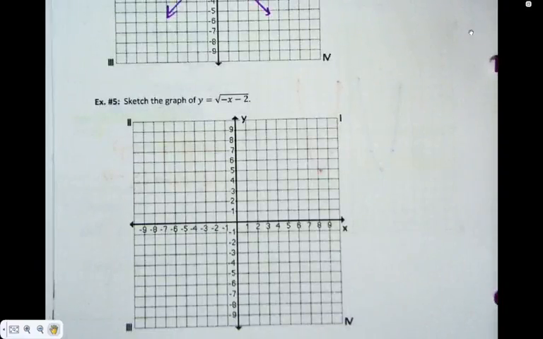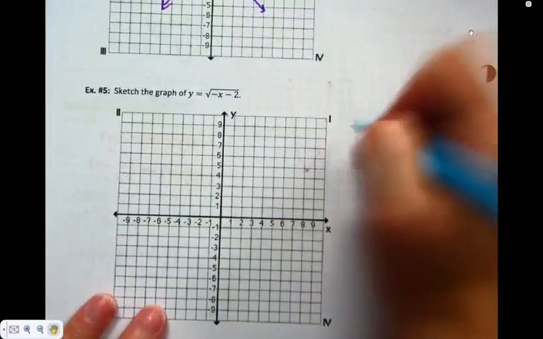Sketch the graph of y equals the square root of -x, -2. Base graph, take away the negatives, take away the numbers. What's the most basic graph that this belongs to? Perfect.